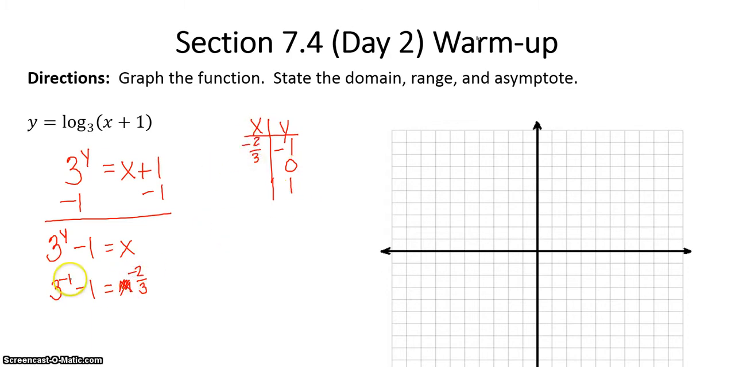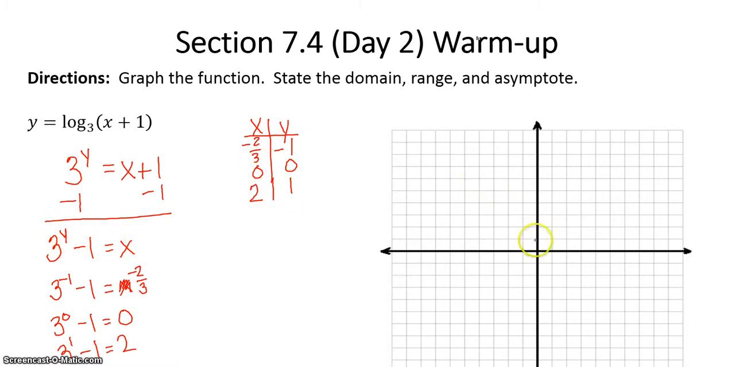Okay, now I'm going to plug in 0 for y. So 3 to the 0 minus 1. Well, 3 to the 0 power is 1, minus 1 is 0. And then I'm going to plug in 1. 3 to the first power minus 1. So 3 to the first power is 3, minus 1 is 2. So that's how we fill out our table. Once you put it in exponential form, right here, then we're going to pick y values to plug in so that we can get our x values.